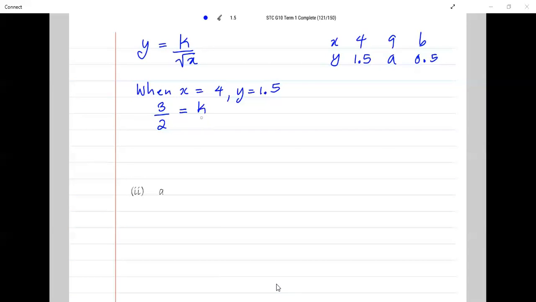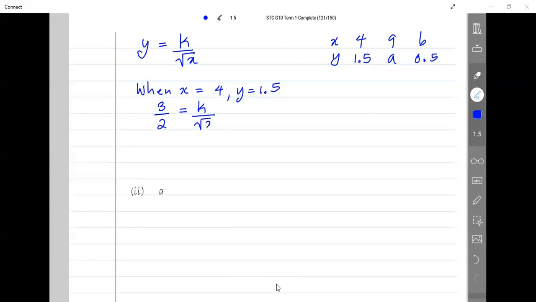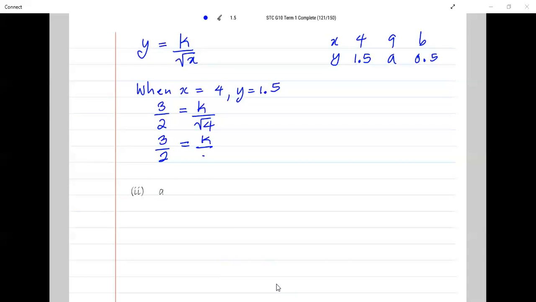If you did it differently, it doesn't mean that what you did was wrong. Over the square root of x. And remember, we're trying to find k. The square root of x, which is the square root of 4. If you want, you could go back to the 1.5, it doesn't matter. It's going to work out the same way. This is k. The square root of 4 is 2.